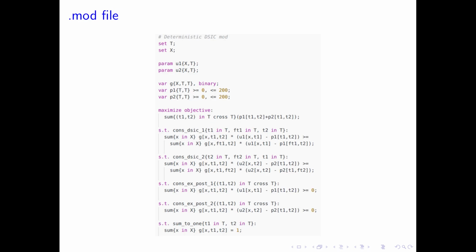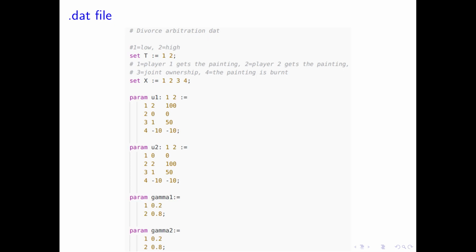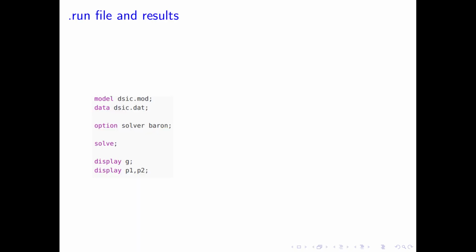Then in order, we have the objective function, the two groups of constraints for dominant strategy incentive compatibility, and the two groups of constraints for ex post individual rationality. As a last constraint, we force the outcome function to select exactly one outcome for each pair of types. The .dat file is the same we used in the first lecture on automated mechanism design. Then this is the run file which is needed to run the program.